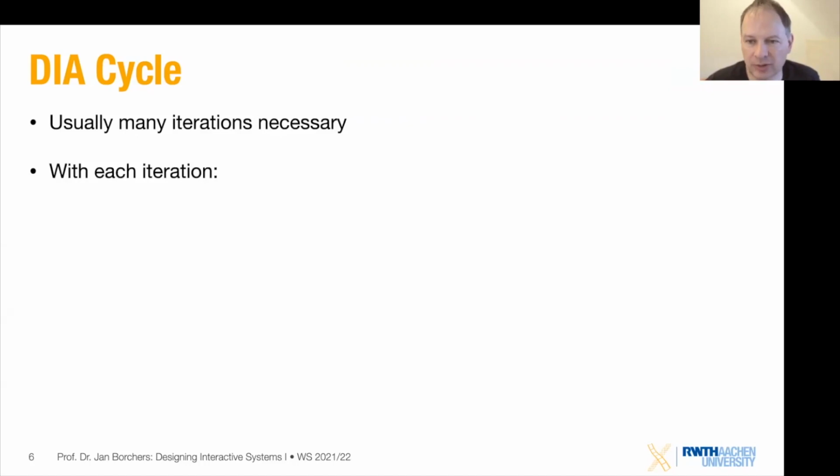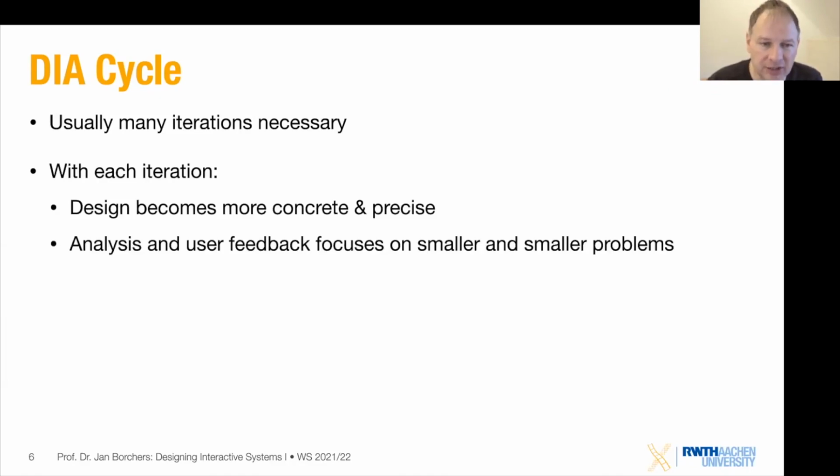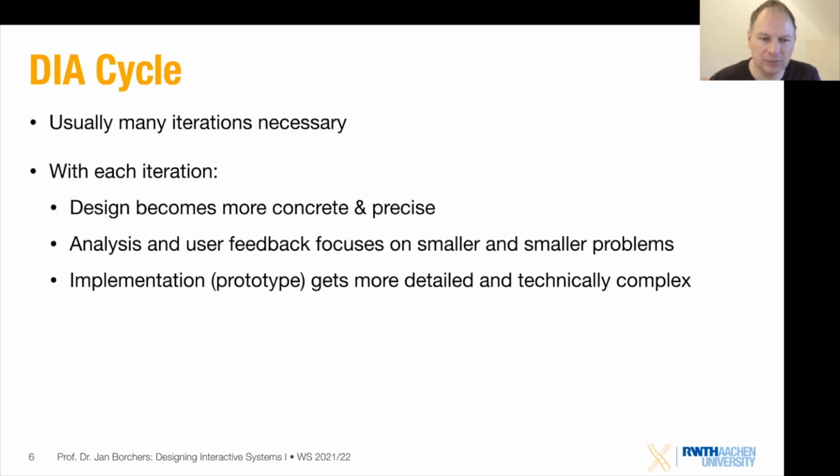And with each iteration, you don't ask the same questions and you don't try to improve the same things. Hopefully, your design becomes more concrete and more precise, and the analysis and the user feedback you're collecting should be focusing on smaller and smaller issues and problems, right? So you want to get the big questions and the big issues out of the way first. Similarly, your implementation gets more detailed and more technically complex as we go. The prototype, right? In the beginning, it's just maybe a paper sketch, and in the end, it's actually working code.